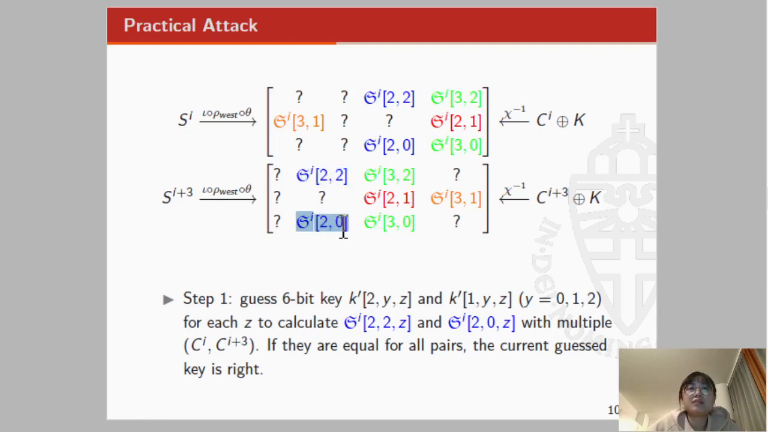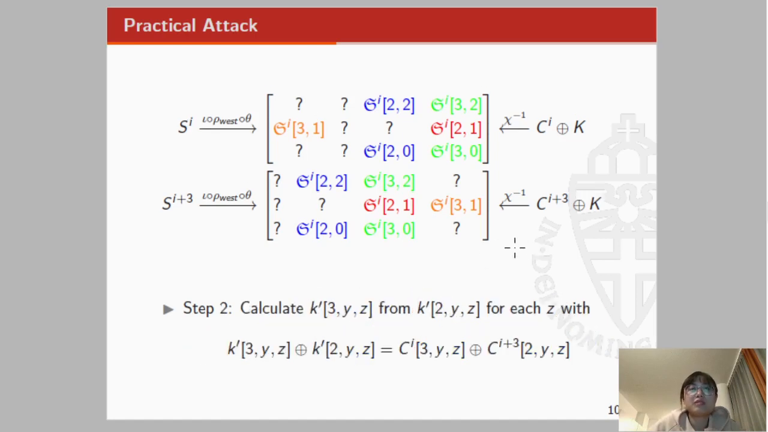The bits marked by the blue color to recover 6 bits. And in step 2, since we already know 6 bits on this column and this column, we can directly calculate another 3 bits on this column.